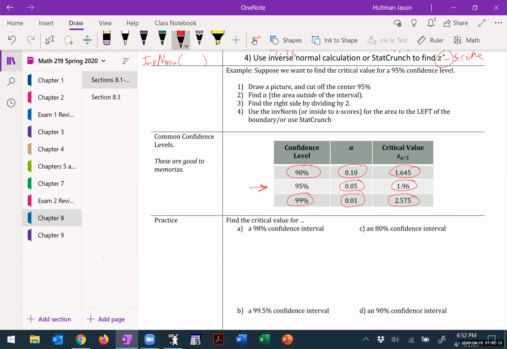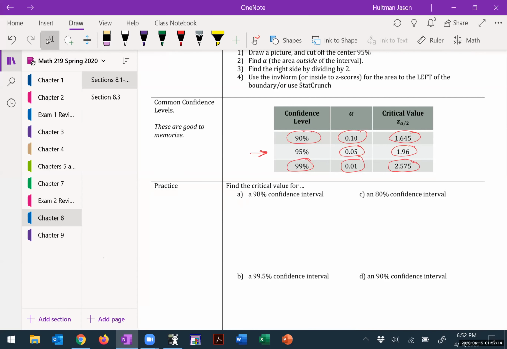Okay, so find the critical value for some of these other ones. I don't know how important it is to get some of these other ones, but maybe we'll do a couple of these. Okay, so if I wanted to get the critical value for a 98% confidence, I want to be 98% confident that I cover all of the data.